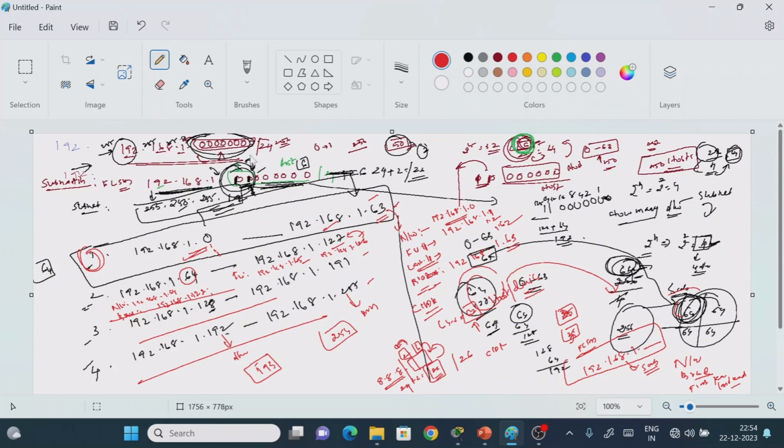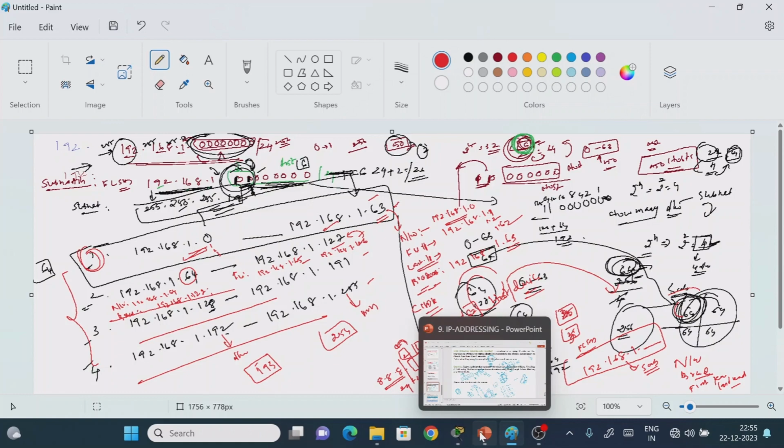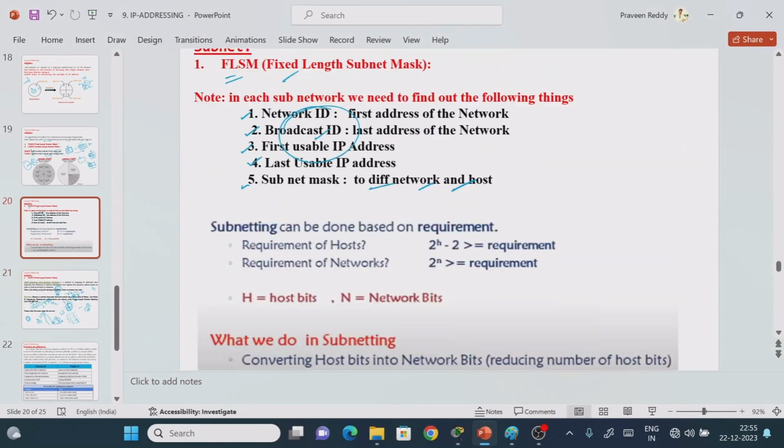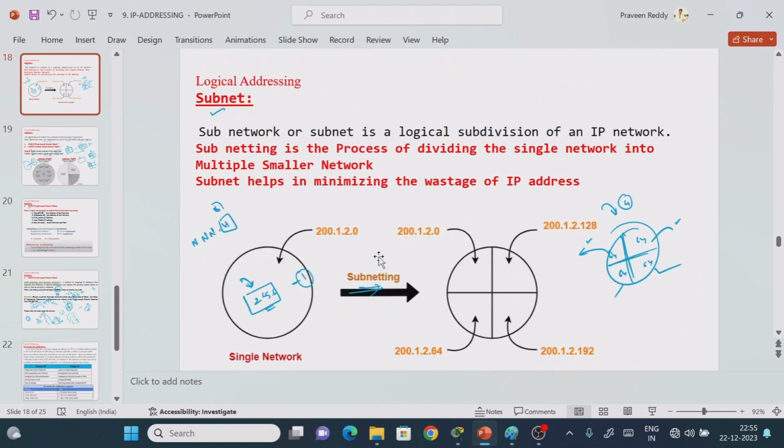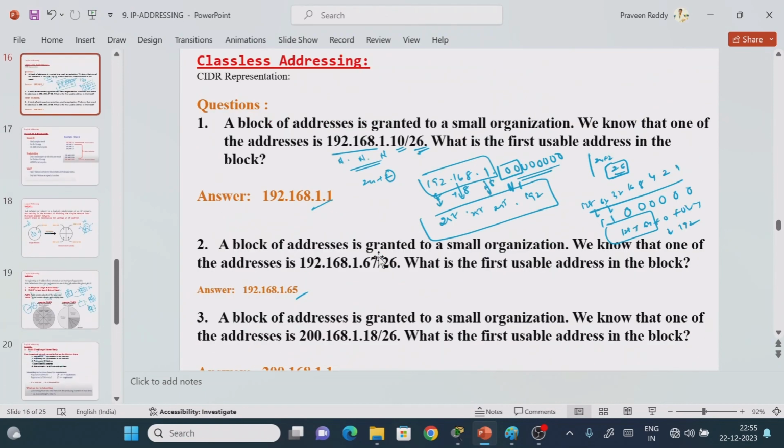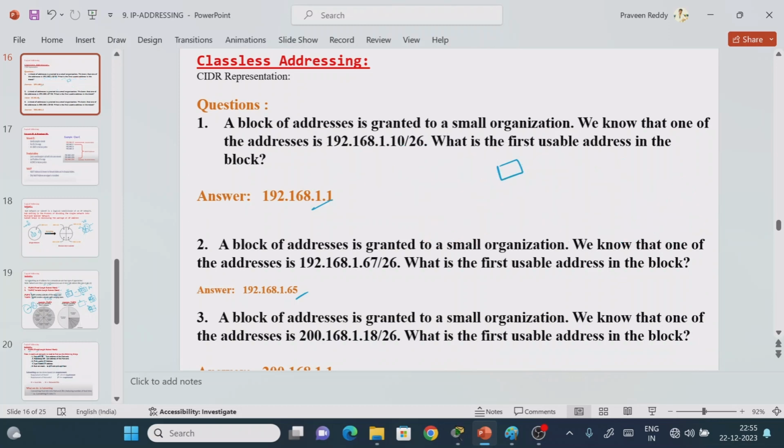Now if you remember this, we can go back to the previous discussions. We need to find out the answer for this one as per the previous discussion. What is the question? See, this is the question they have given. A block of addresses is granted to a small organization. We know that one of the addresses is 192.168.1.10/26. Now they are asking what is the first usable IP address in the block.